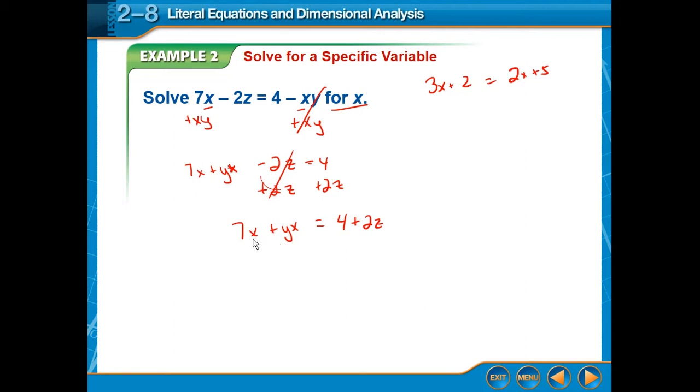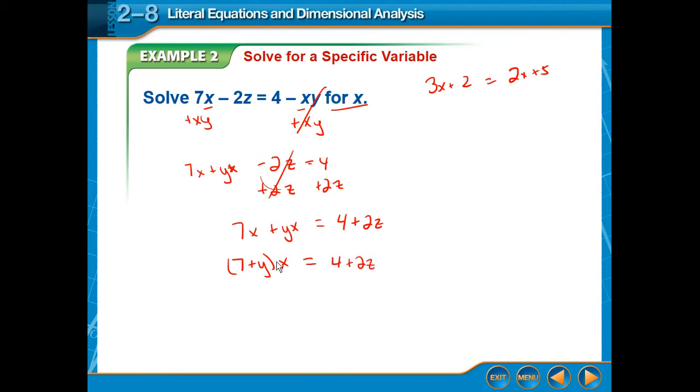All right, so now I have an x here and an x here. So here I have 7 x's and here I have y x's. So altogether, I'm going to have 7 plus y x's. It's like the reverse of the distributive property. So like this x would go back in and you would get back to this. So it's just going the opposite direction of the distributive property. Okay, and I get 4 plus 2z.